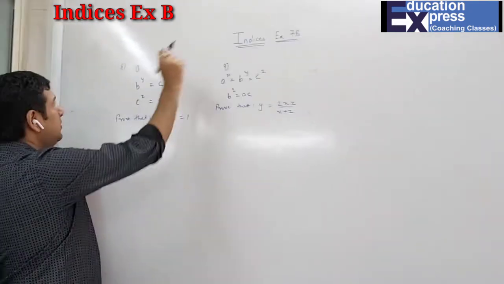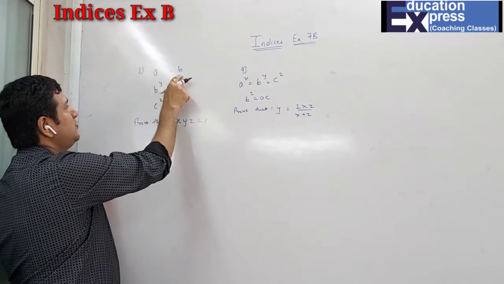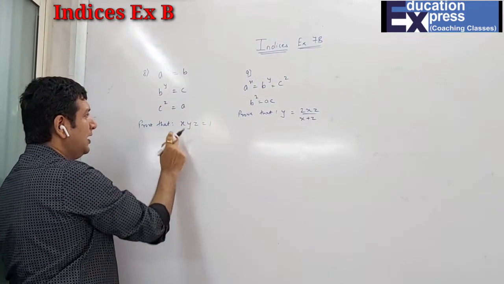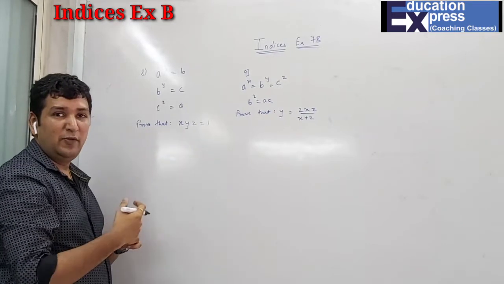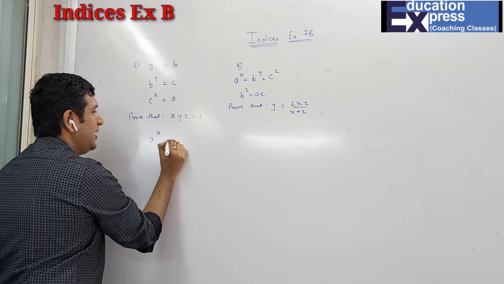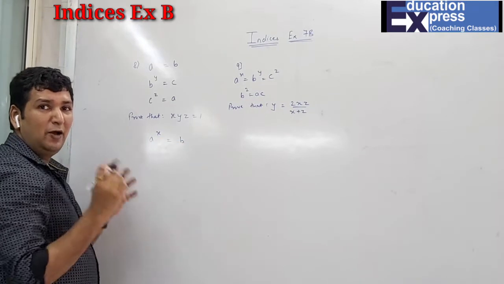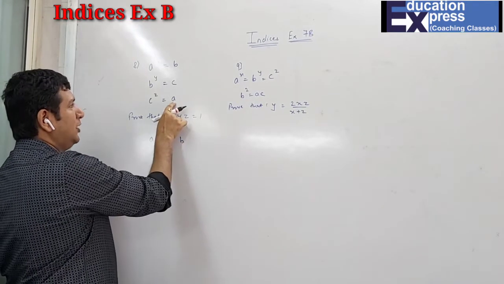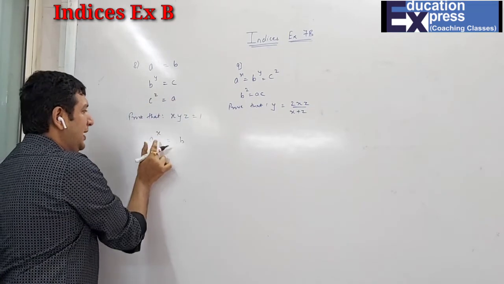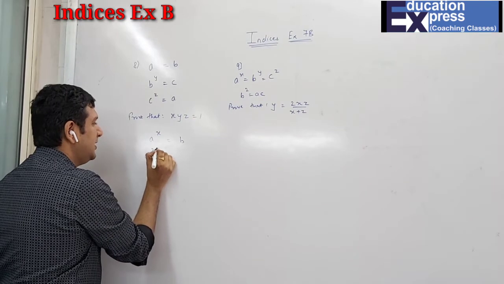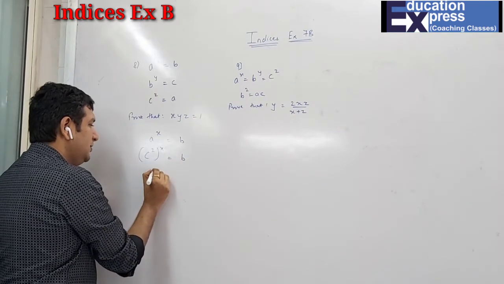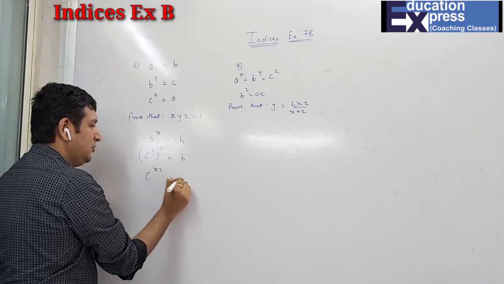Yes, students, question number 8. They have given us a raised to x is b, b raised to y equal to c, c raised to z equals to a. And we have to prove that xyz equals to 1. Very, very simple. What's the first thing you have given? a raised to x is b. Now, do you have a value for a? Yes, a is nothing but c raised to z. That means in place of a, can you write c raised to z? Yes, I can. Equals to b. So I got c raised to xz equals to b.